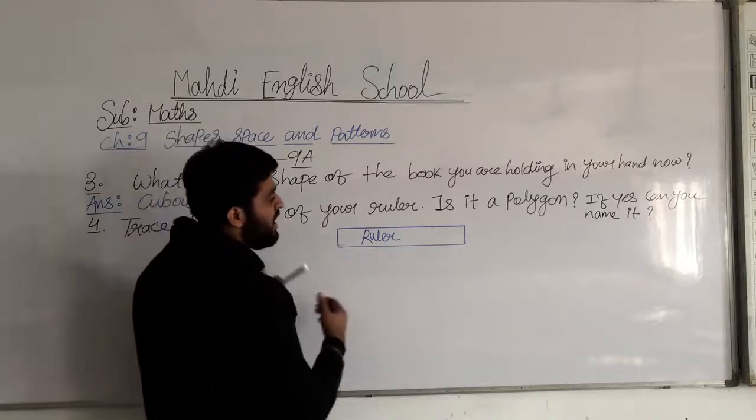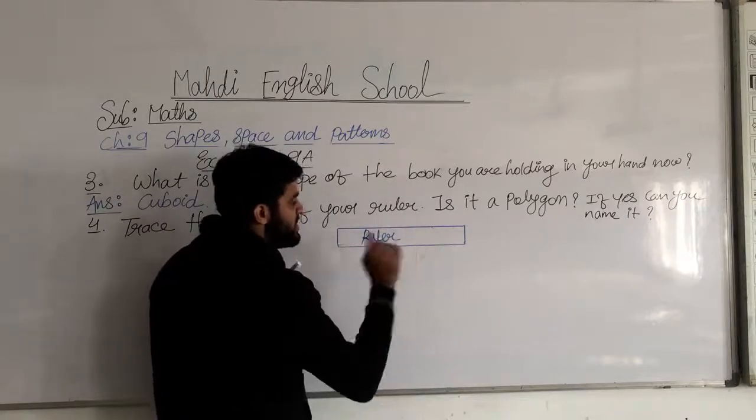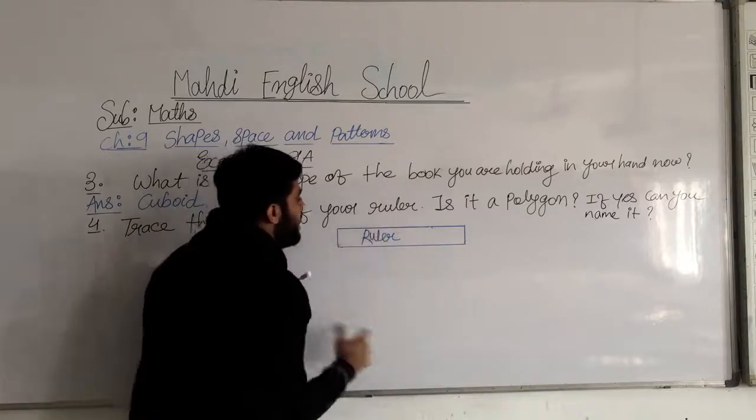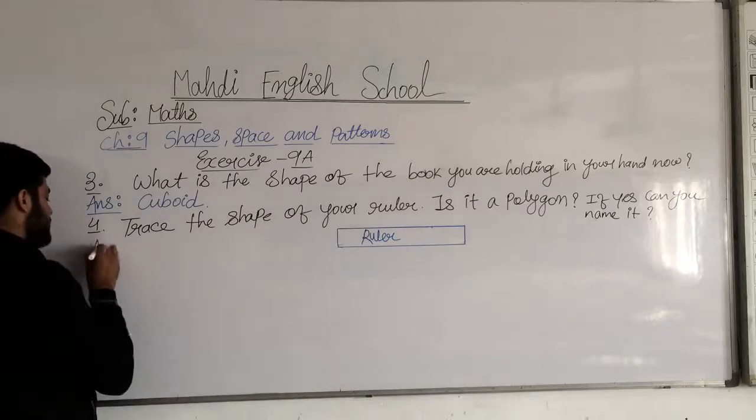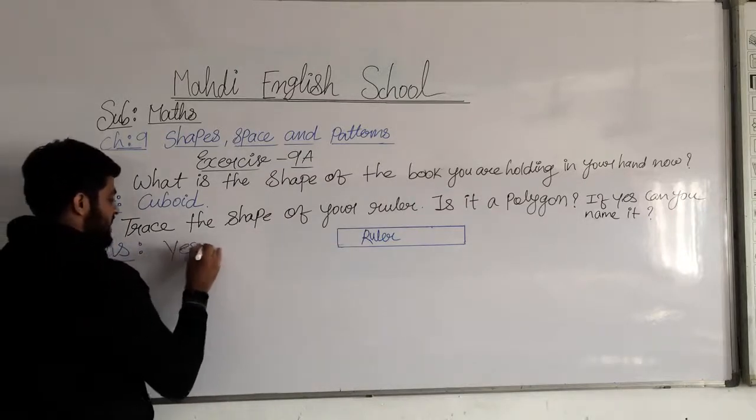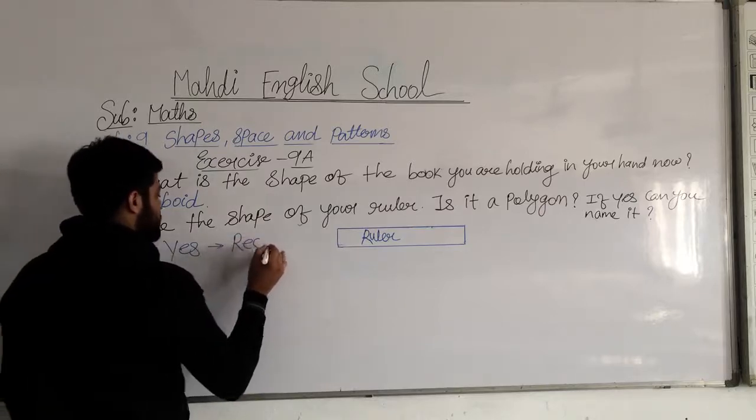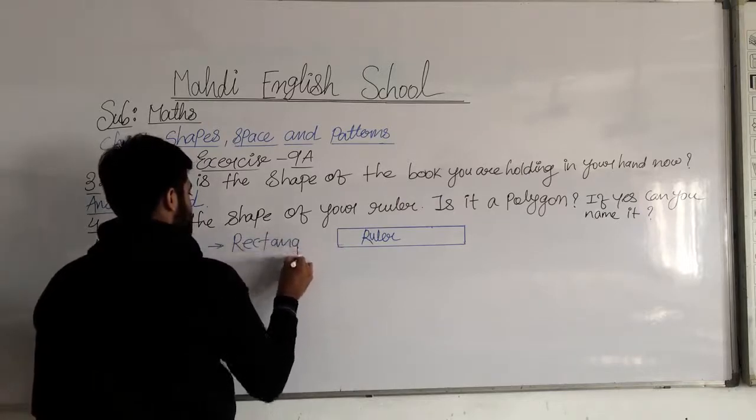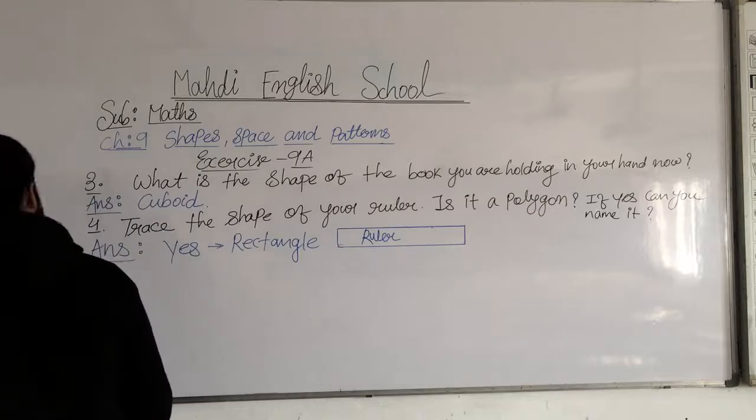Rectangle. If it were a square, all four sides would be the same, but here these four sides are not the same. Only two sides are the same as each other. So which name are we giving? Rectangle, my dear students. First of all we write the name and then rectangle. Rectangle shape.